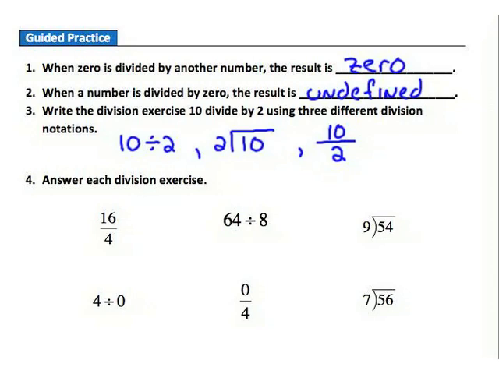Question 4. Answer each division exercise. 16 divided by 4 is going to give us 4. 64 divided by 8 will give us 8. 54 divided by 9 will give us 6. 4 divided by 0, remember that's not possible to do, so we say undefined, and usually the way we abbreviate that is just UND. And then next one, 0 divided by 4. Now we're dividing 0 into parts. That's going to give us an answer of 0. And the last one, 7 dividing into 56 is going to give us an answer of 8.